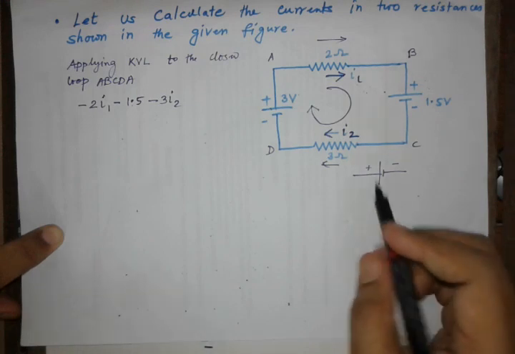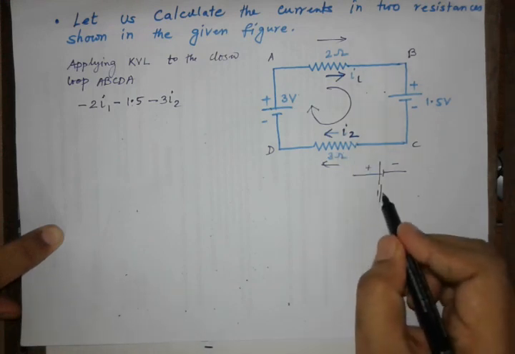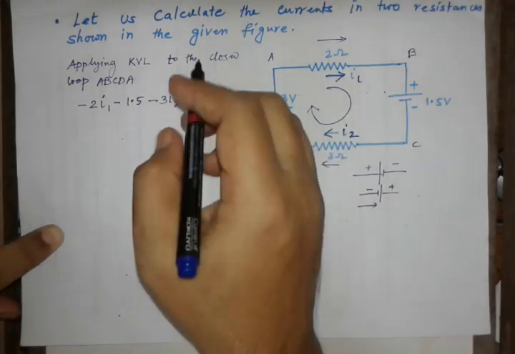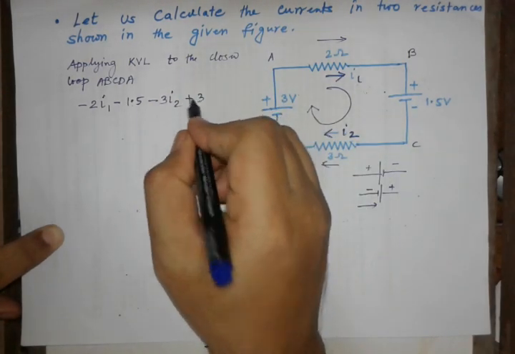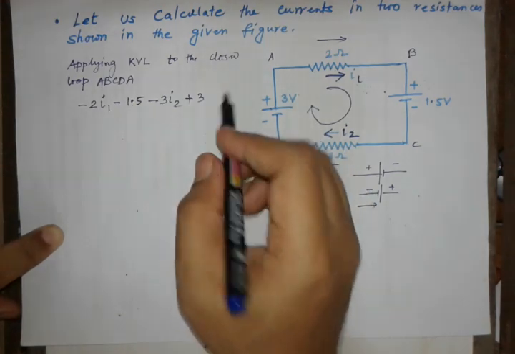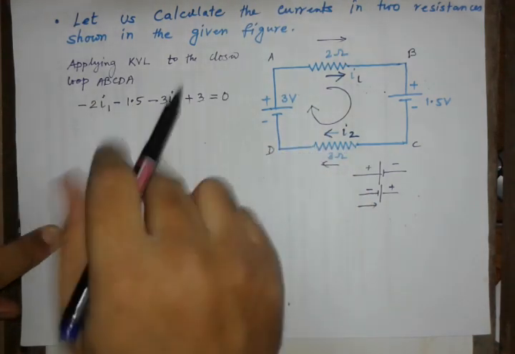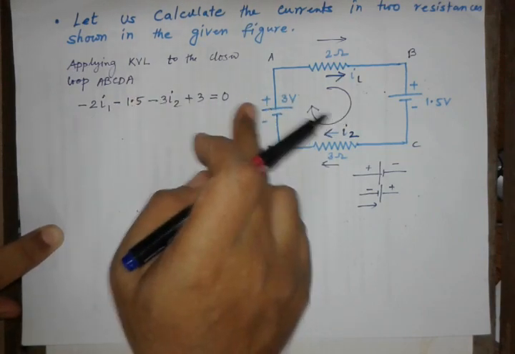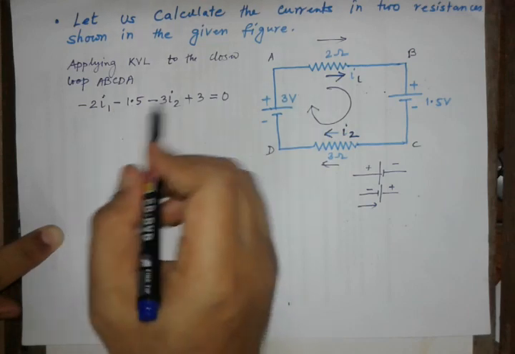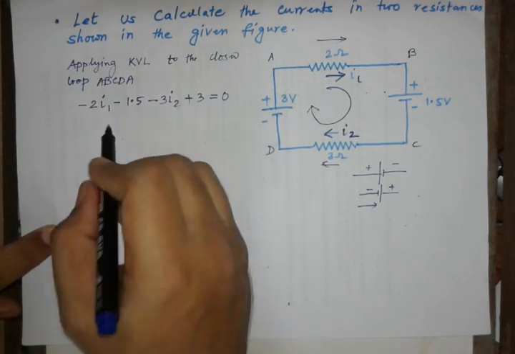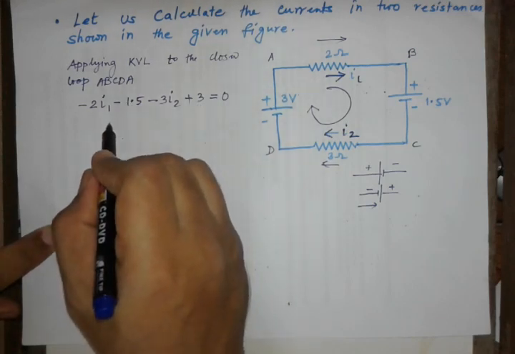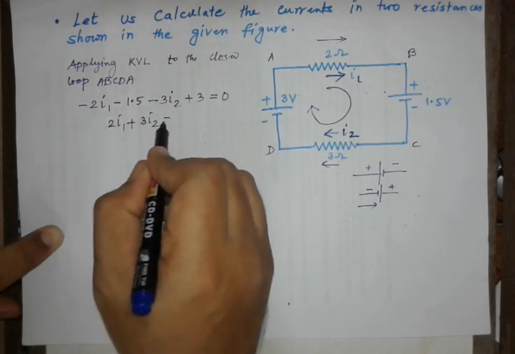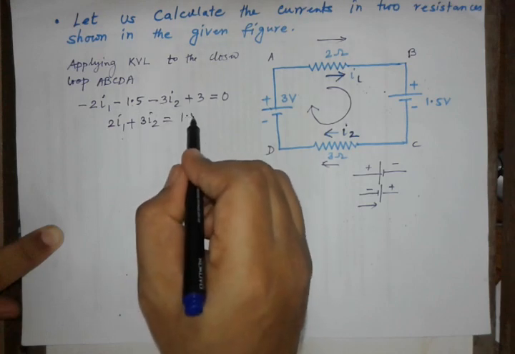And at last, see, here the cell is, we are going from minus to plus. From the previous sign convention that I told you, if it is minus and plus and I am also looking from this direction, it will be plus. So plus 3 equal to 0. If you solve this, this thing will go to that side. So you can write 1.5 plus 3, you can write 1.5. So 2I1 plus 3I2 is equal to 1.5.